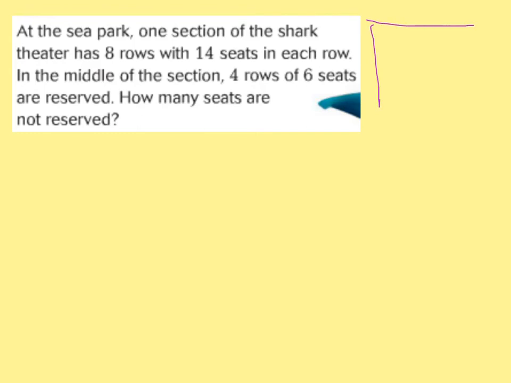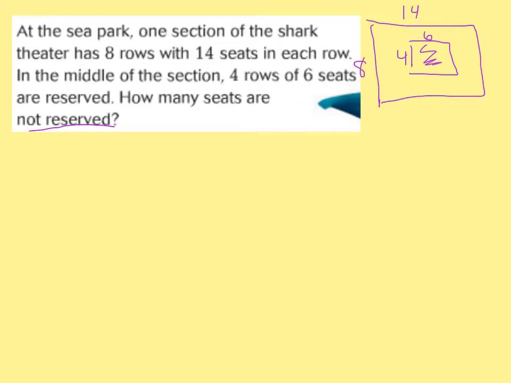If you want a visual, we'll just draw one quickly here. We have 8 rows with 14 seats in each row. But in this middle section, we have 4 rows of 6 seats. And we want to make sure how many seats are not reserved. This right here is reserved seating. So we need to figure out how many seats are here.